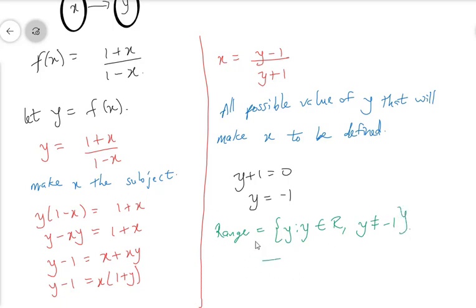Like I said, it depends on your ability to change subjects and also a little knowledge of domains of functions. So that is just that for the range of functions. There's not anything super complicated.